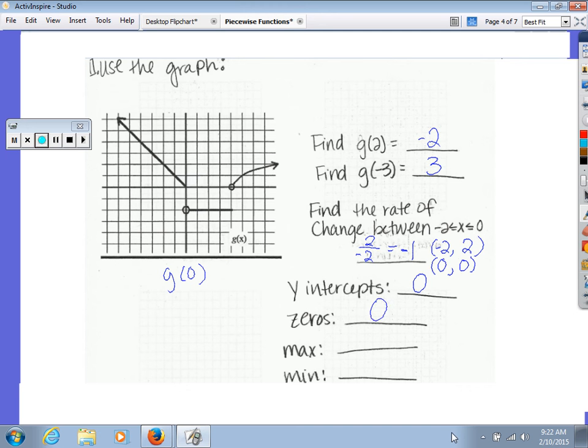Okay, the max. Max like a maximum. Where else have we heard that word before? In our quadratics. But guess what? Just like for a parabola, we said the maximum was the highest point and the minimum was the lowest point. You can still ask that for any kind of graph.